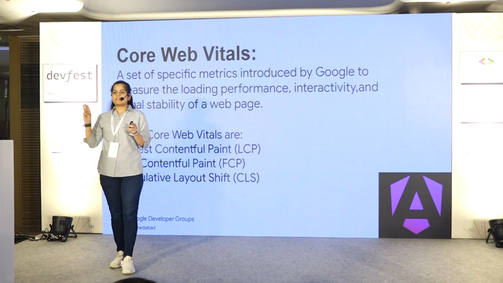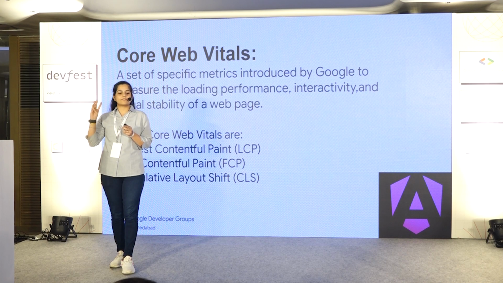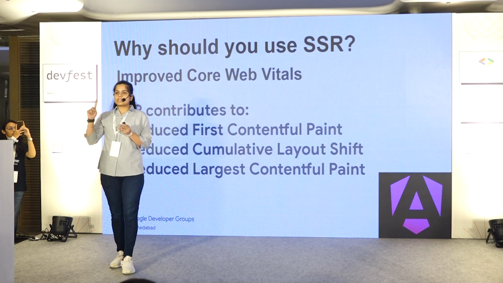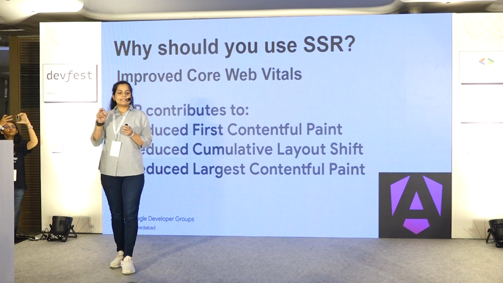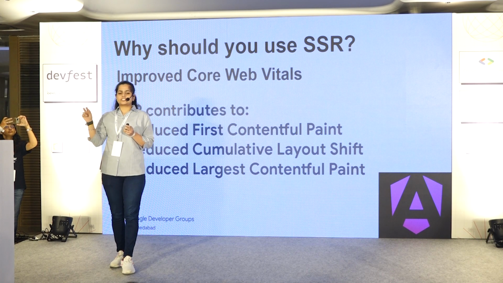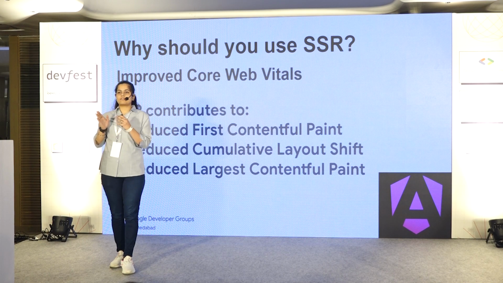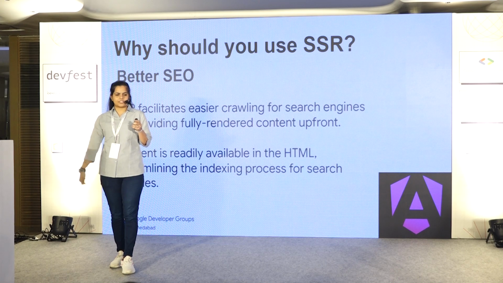We have three major Core Web Vitals: LCP, that is Largest Contentful Paint, then FCP, which is First Contentful Paint, and then Cumulative Layout Shift. Now, SSR contributes to reducing our FCP, which is the time taken to load the first HTML element. SSR also reduces the cumulative layout shift, which is an unexpected shift that happens when our application is loading. So with SSR, this CLS is reduced. And then we have a reduced Largest Contentful Paint, which is the time taken to load the main element of our application.